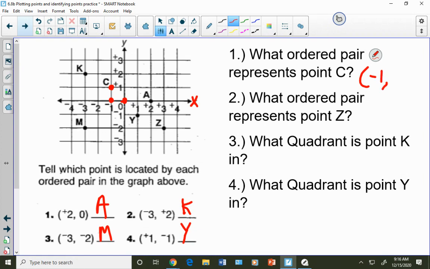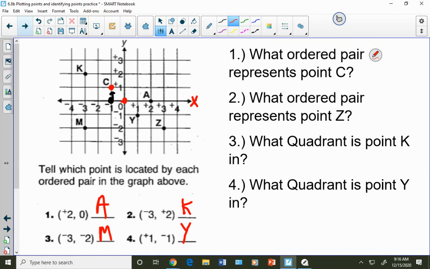Now, I stopped here. I'll make the dot black so it's a little easier to see. I stopped here for -1, but I'm still not at point C. How do I get to point C? Do I go up or down? Well, I have to go up, which is +y. Well, how many is that? Well, it's 1. So y has to be positive. So x is -1, y is positive.